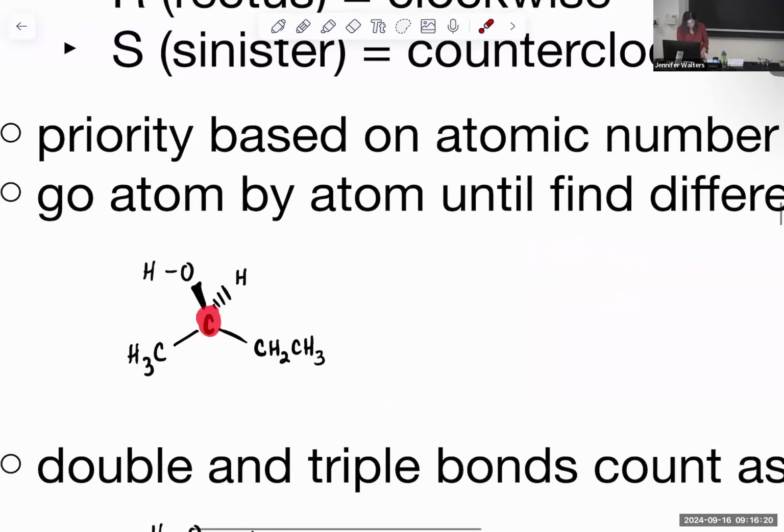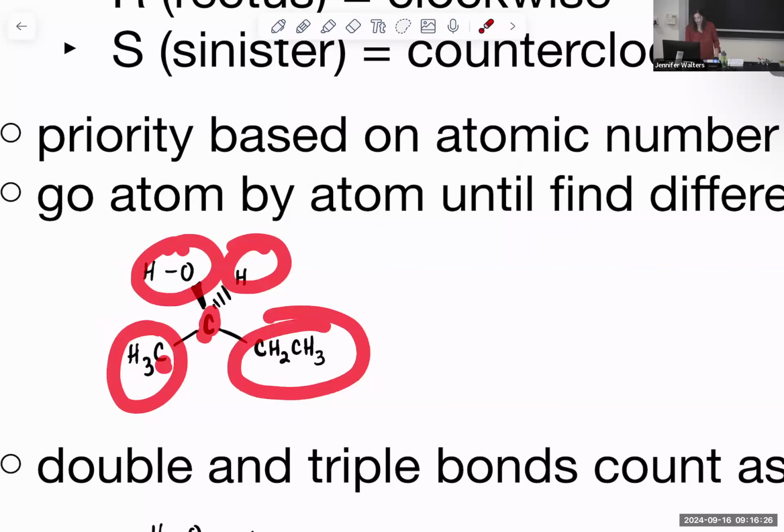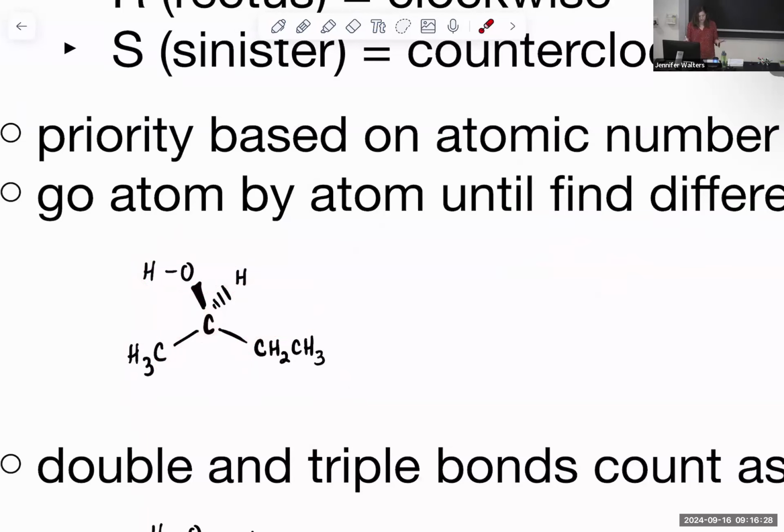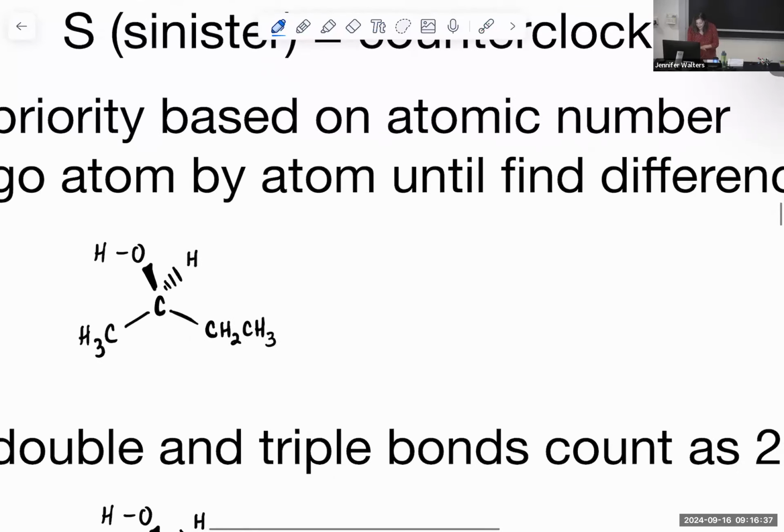So when I look at this carbon, I'm going to say, all right, the 4 things that are attached are that methyl, the alcohol, the hydrogen, and the ethyl. Those are my 4 things that are attached. But I go atom by atom to try to find the highest priority. So when I just go atom by atom, the atoms that are connected are the oxygen, the hydrogen, the carbon, and the carbon. Those are the 4 elements directly connected to that central carbon.